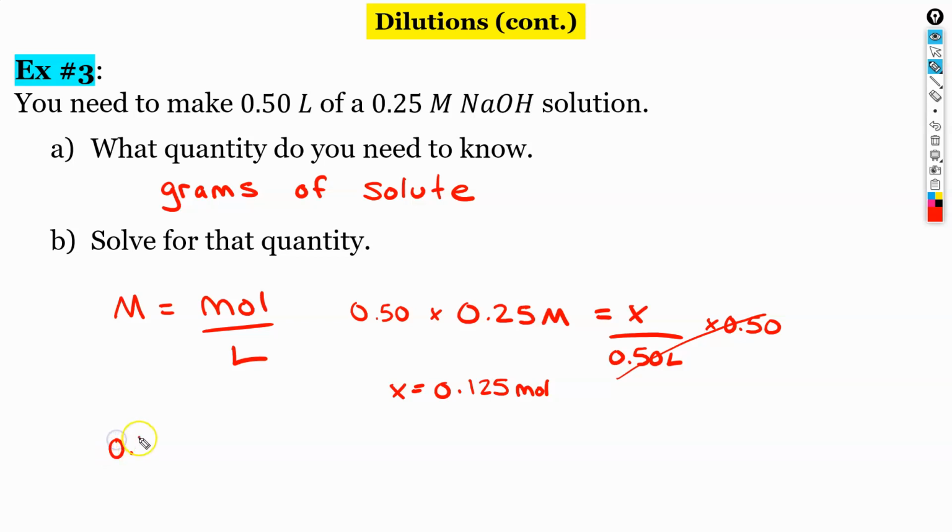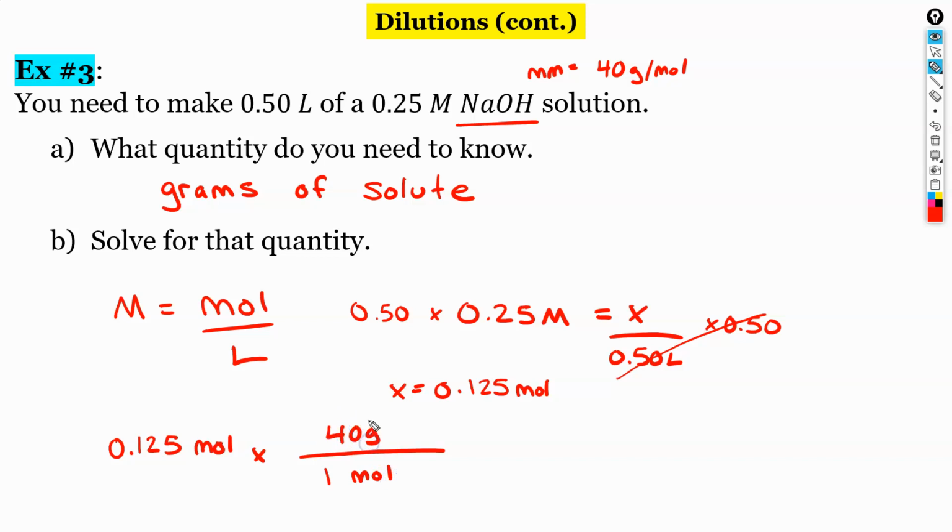So 0.125 moles. NaOH solution, its molar mass is 40 grams per mole. So for every 1 mole, we have 40 grams. And our answer is 5.0 grams.